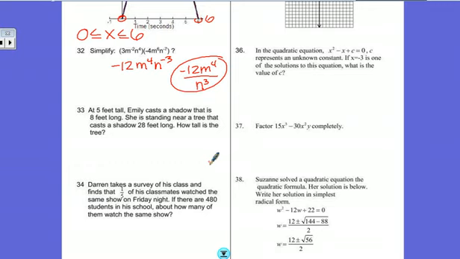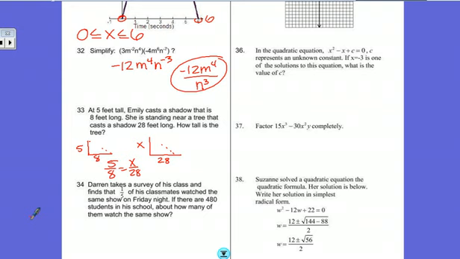I'm not going to solve 33 for you completely, but it basically says, Emily, she's 5 feet tall, she casts a shadow that is 8 feet long. Okay, it's kind of like a triangle here. So, she's standing next to a tree, here's the tree, and the shadow is 28 feet long. And it wants to know how tall this tree is. So this is just a proportion. You could set it up a bunch of different ways, depending on how you want to set it up. You can basically do like 5 over 8 equals x over 28, and then just cross multiply and solve. That'd be the best way.